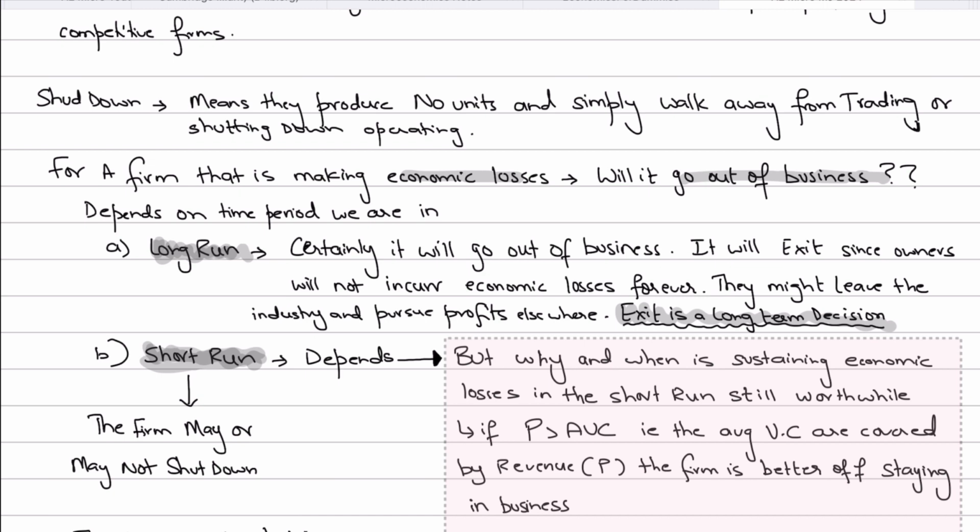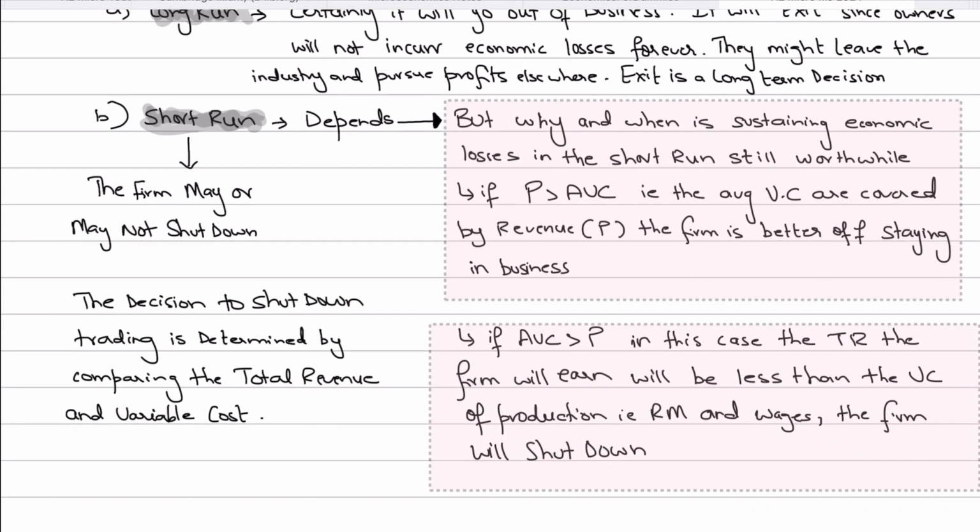So in the long run, certainly it will go out of business, which means that not only will it shut down, it will exit as well, because owners will not obviously be incurring economic losses forever. The owners have invested capital, right? And they might leave the industry, and obviously they'll wind up their capital and they'll pursue profits elsewhere. So exit is a long term decision. But let's say in the short run, if you're having economic losses, the firm may shut down or the firm may not shut down. It actually depends, right? And it depends on what.